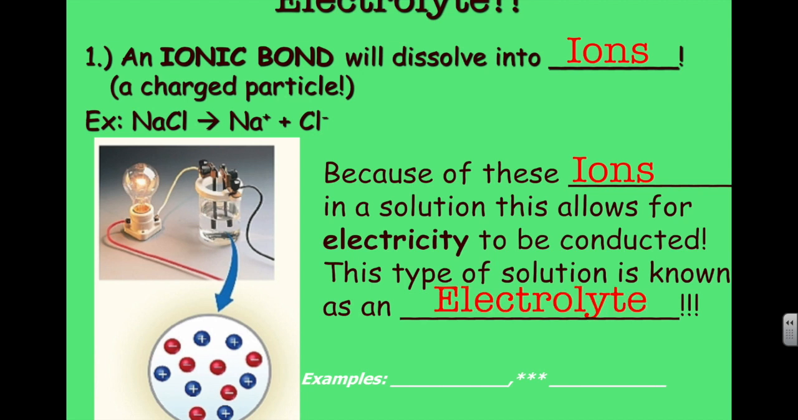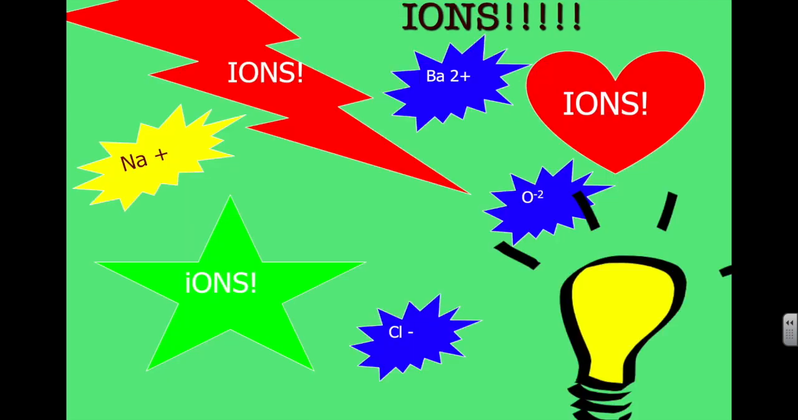This type of solution is known as an electrolyte. So if it conducts electricity, it's an electrolyte. Good examples are NaCl and either acids and bases. Let's keep going. So guys, just remember, it's the ions that make it an electrolyte. That's really all you have to know.